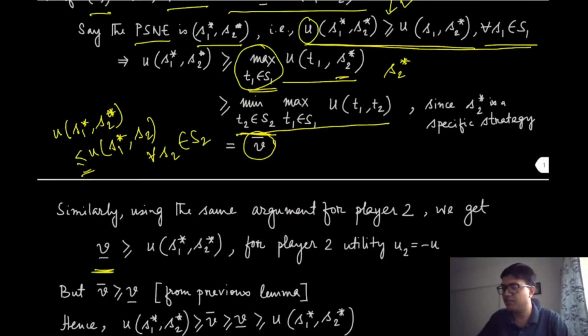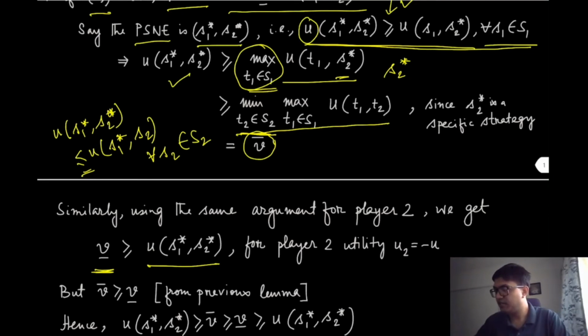So this is the max-min value. You can just redo the steps. The max-min value will be at least as much as the utility of S1 star, S2 star, U of S1 star S2 star, which is the same value here. Now what do we see?